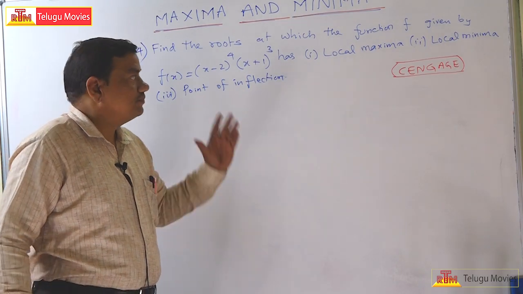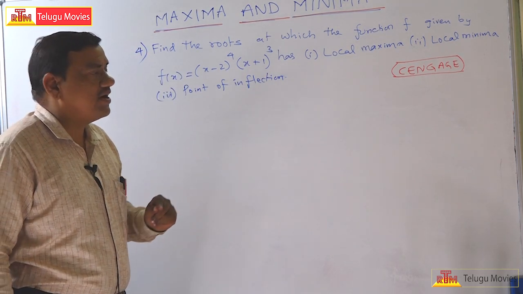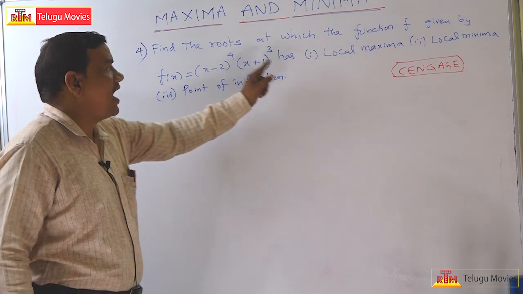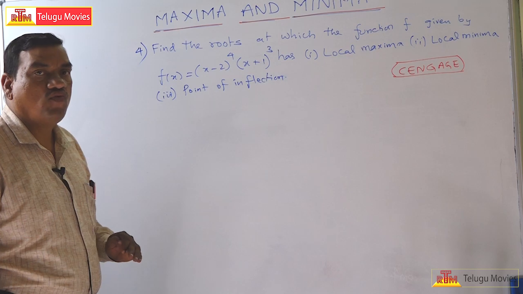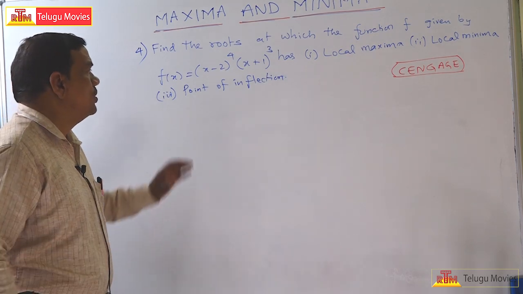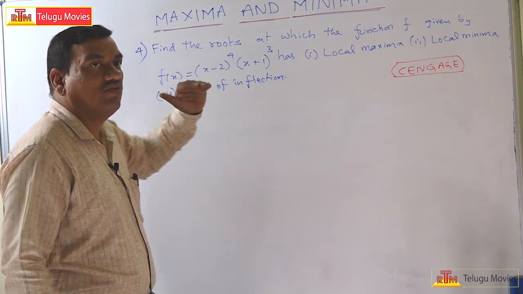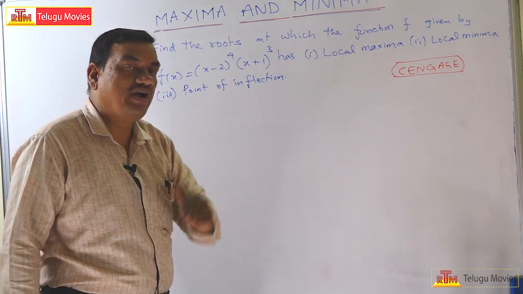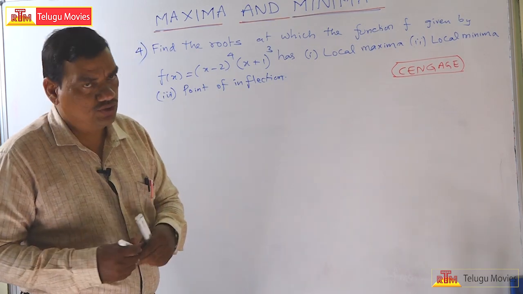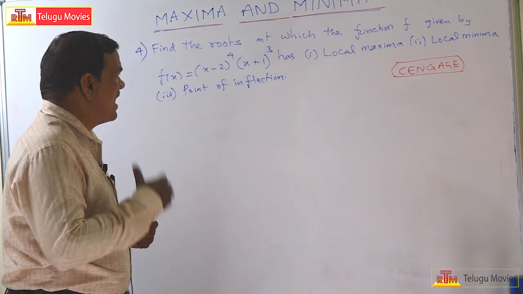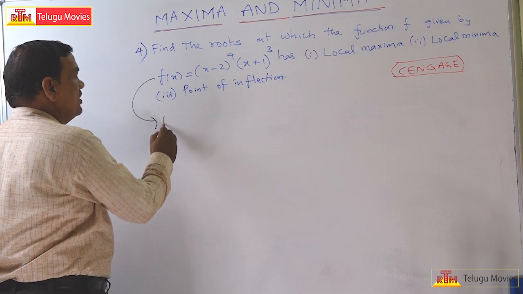Welcome to this problem. The problem is, find the roots at which the function f given by has local maxima, local minima and point of inflection. Okay now. So we have to find out the roots, meaning the x values, where this function will have maximum value and minimum value, and points of inflection. So for this, what we have to do? For maxima or minima, first derivative we have to find out. So what is the first derivative here?